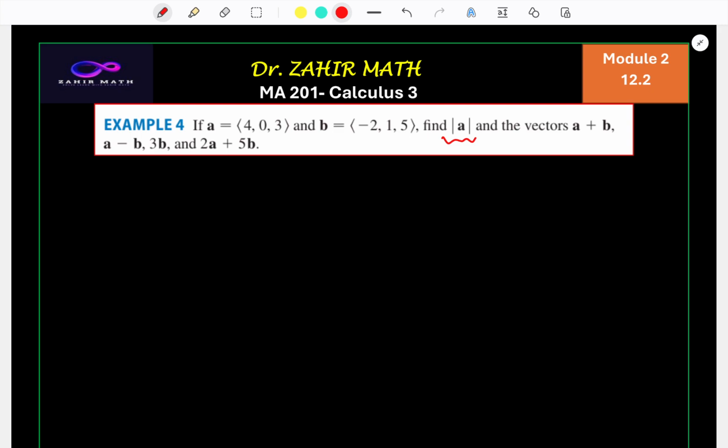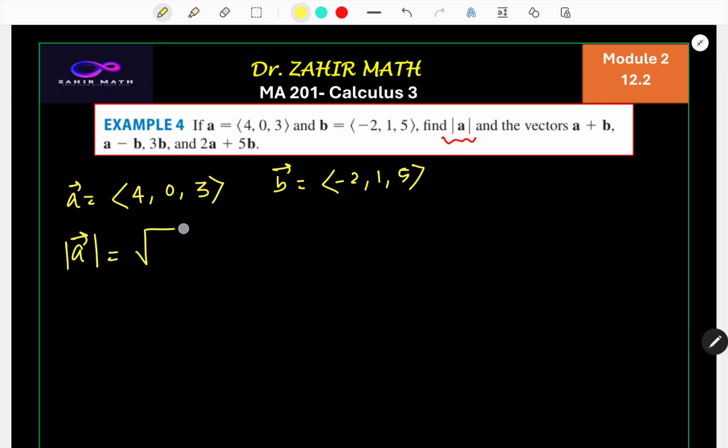Okay, so let us start now. A vector is equal to 4 comma 0 comma 3, and b vector is equal to minus 2 comma 1 comma 5. First question is the absolute value of a vector, which is equal to the square root of 4 square plus 0 square plus 3 square. You can put it directly in the calculator: 4 square is 16, 16 plus 9 is 25, and the square root of 25 is equal to 5.